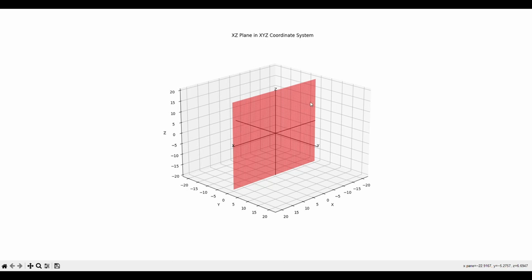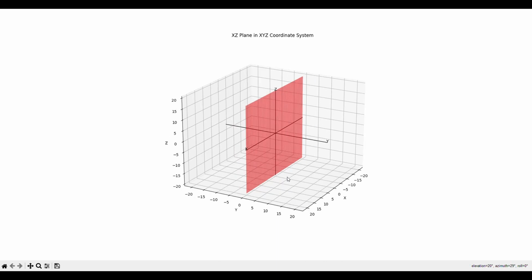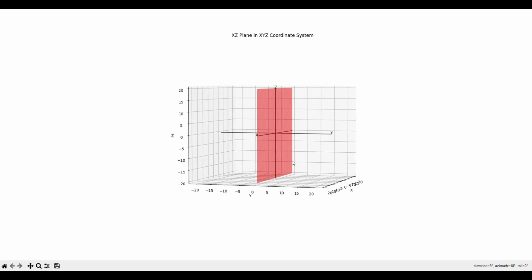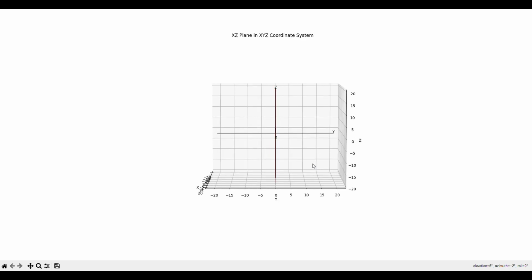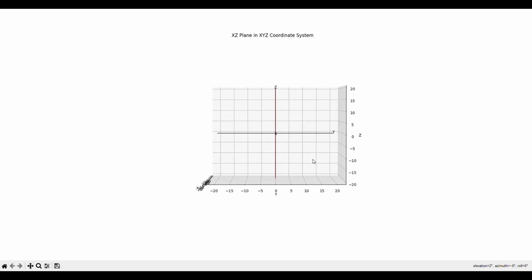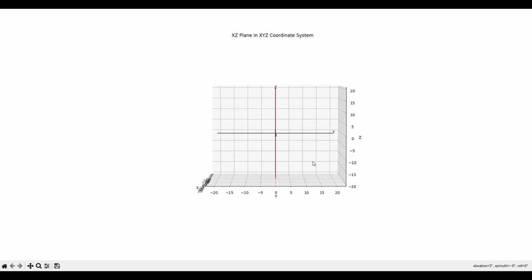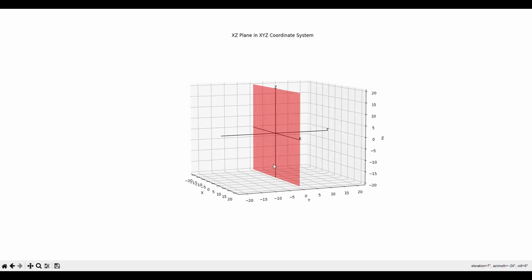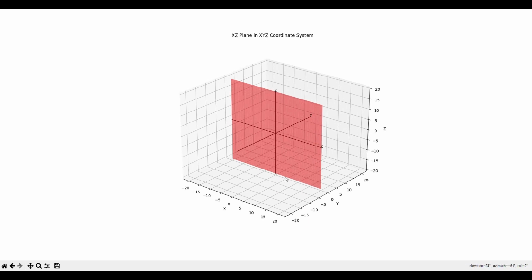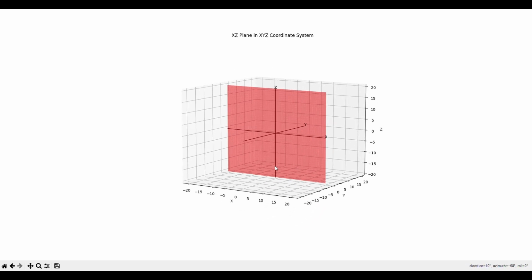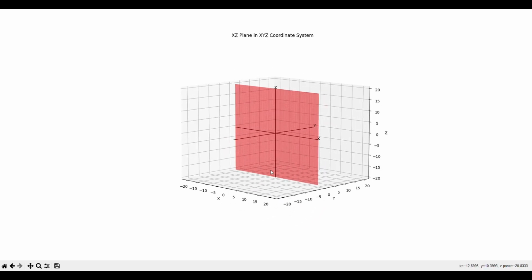Now let's talk about the xz plane. This figure represents the xz plane, which is a two-dimensional plane that lies perpendicular to the y-axis. It divides the 3D space into front and back halves. Without referring to the code, we can infer that the equation of the xz plane is in the form of y equals 0. This means that all points on the xz plane have a y-coordinate that remains 0.